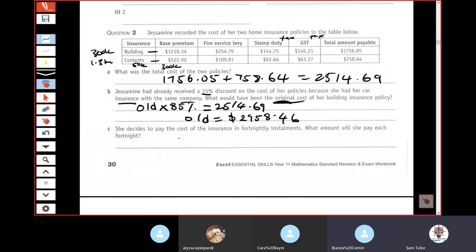She decides to pay the cost of the insurance in fortnightly installments. What amount will she pay each fortnight? Seriously, that's a question. So just so you know, if you guys couldn't do this, I'll show you something that's really important for you to learn in terms of HSC strategies.